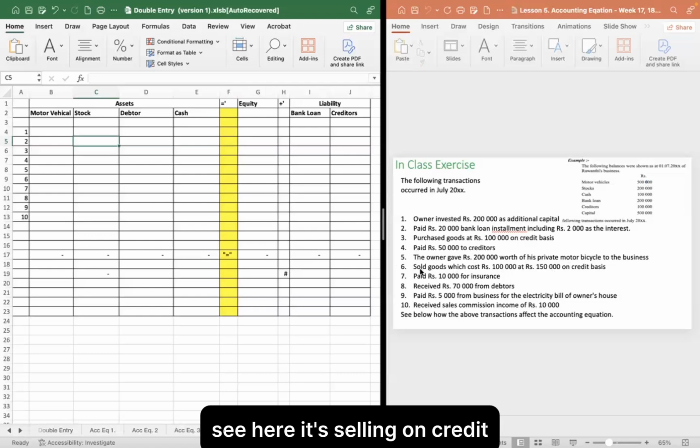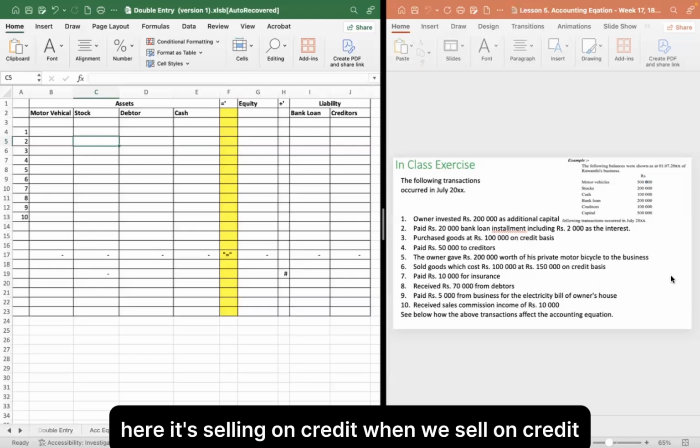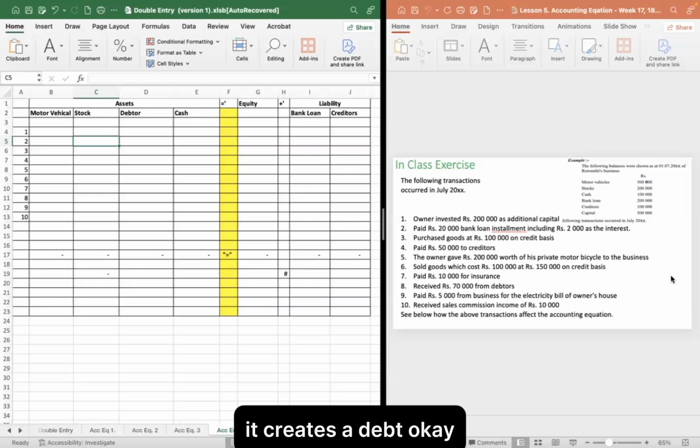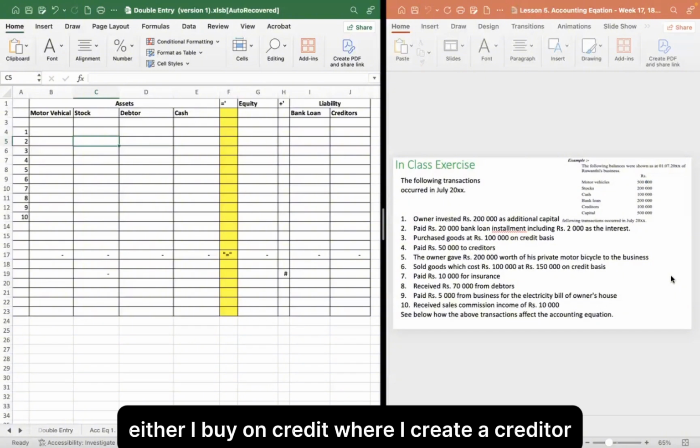Here it's selling on credit. When we sell on credit, it creates a debtor. I told you there are two scenarios in credit basis transactions: either I buy on credit, where I create a creditor, or I sell on credit, where I create a debtor.